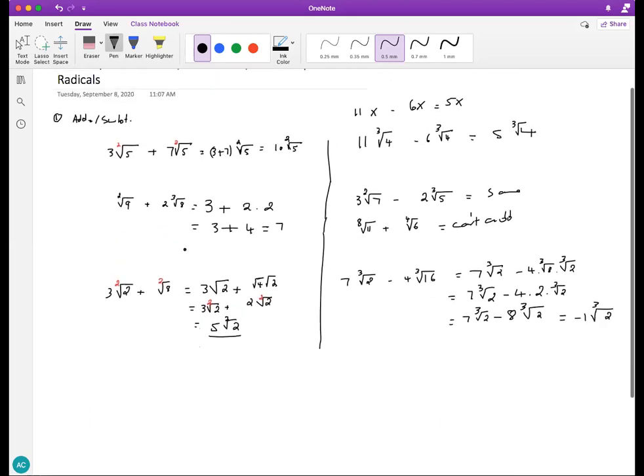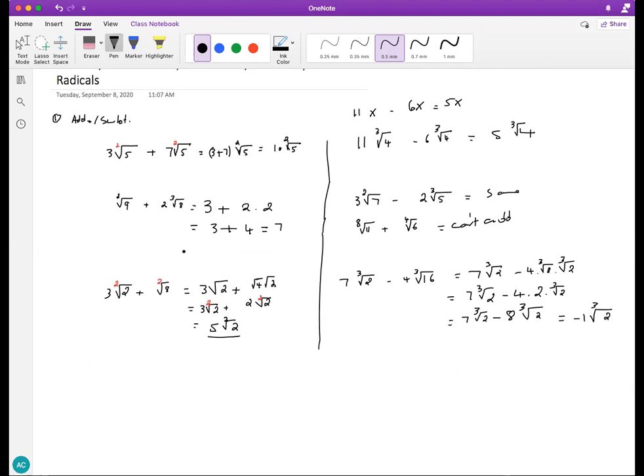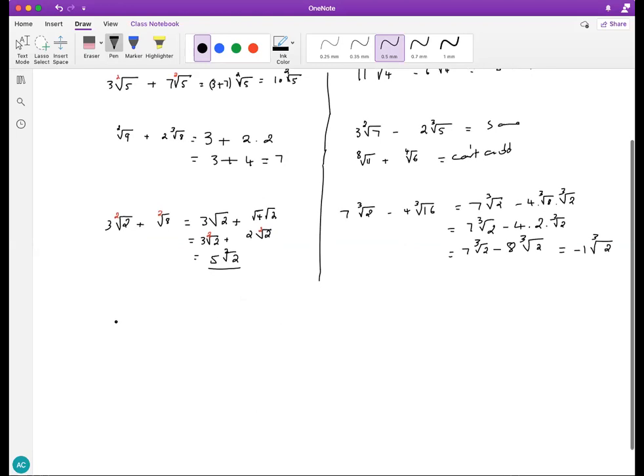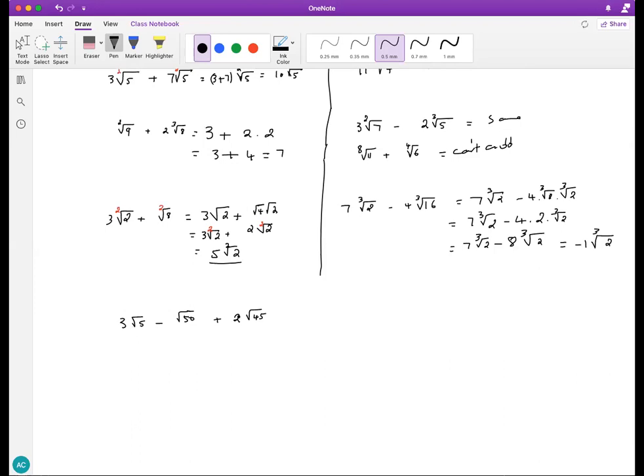Now we're going to look at multiplication. So always break down your radicals. Sometimes you may have more than one. Let's actually do another example. You may have, let's say, more than just one radical. For example, here we have 3 of them, addition and subtraction together.